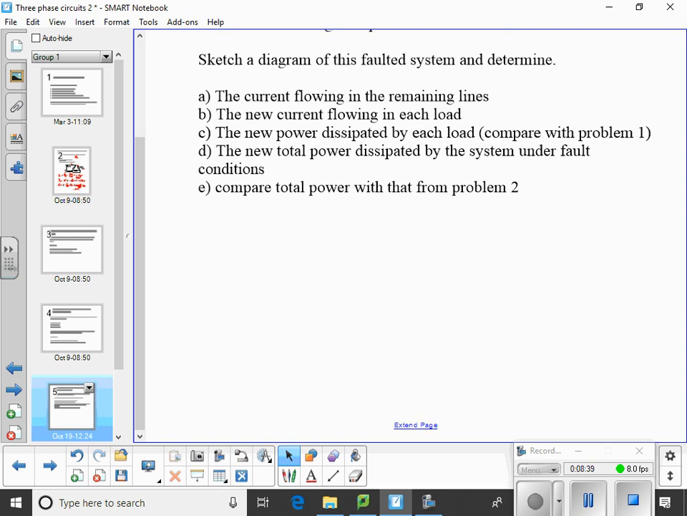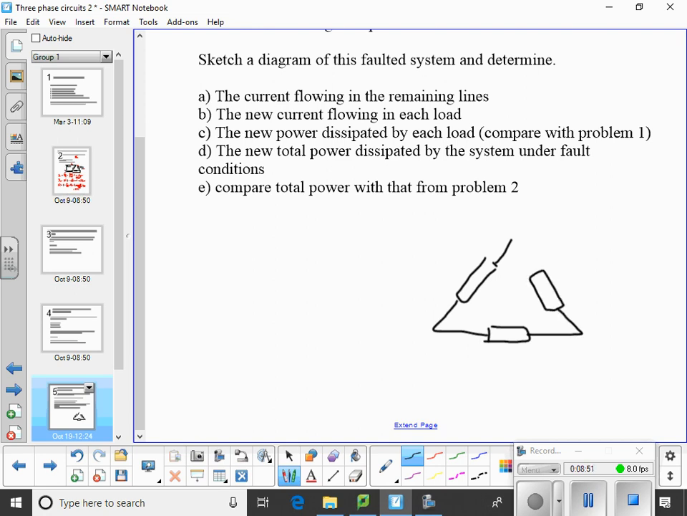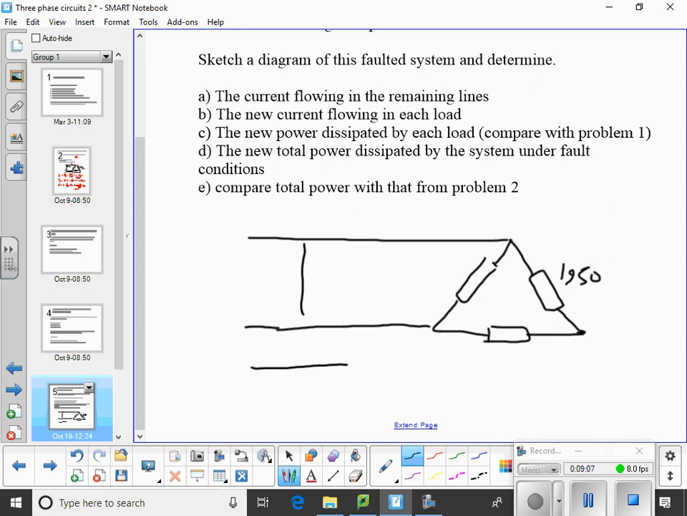Alright, so we just draw the system out first. Here's our balanced delta load, still 1950. Okay. I'm going to leave this phase off the bottom corner so that we've just got one line. That one's disconnected. 200 volts. And I'm going to do it so that's red, yellow, and the blue one's going to be disconnected. Alright. So we want to calculate the current flowing in here and here, if there is any.